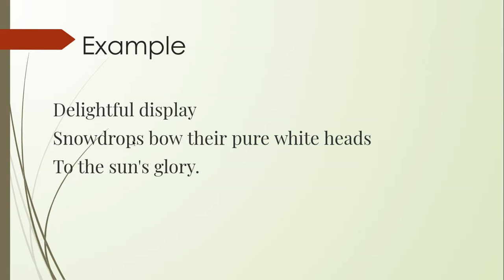Then we look to this next line here. Snowdrops bow their pure white heads. How many syllables does that line have? You can pause your video and figure it out. How many syllables does the second line have? Snowdrops bow their pure white heads. Hopefully you came up with 7. There are 7 syllables there. So we had 5 in the first line, 7 in the second, and then this last line, to the sun's glory. 1, 2, 3, 4, 5. So 5 syllables, 7 syllables, 5 syllables. That's going to be important when we're writing haiku, 5, 7, 5.